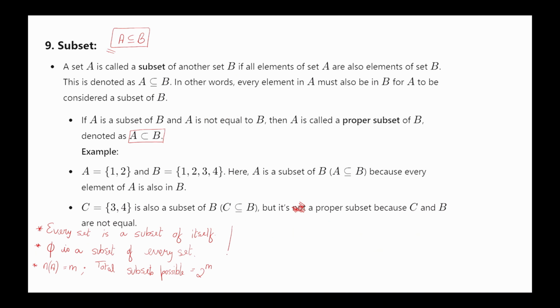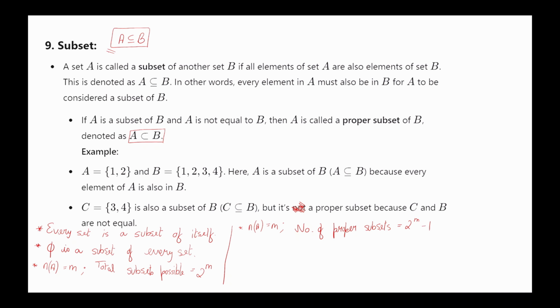Now if I was to talk about the proper subsets, let's say I have n(A) again equal to m, then the number of proper subsets would be 2 to the power m minus 1, because in a proper subset we do not consider the set which is equal to our set. So the number of proper subsets would be equal to 2 to the power m minus 1.